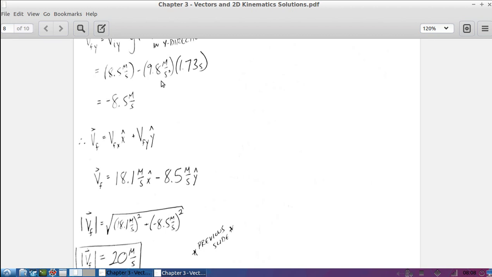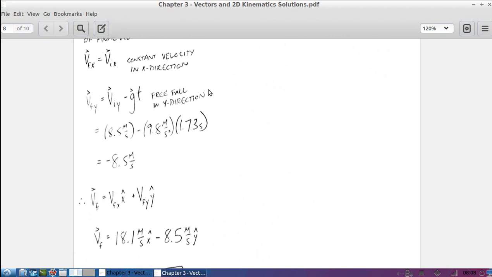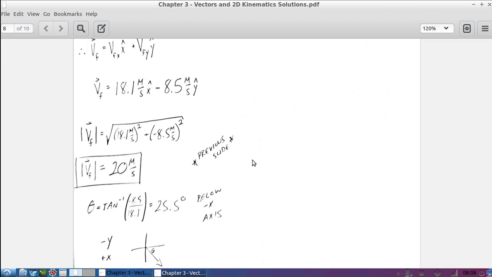Pretty sure it's 17. Double check that for me. But I'll get a negative velocity of 8.5 meters per second. So this kinematics equation just verifies to me that it's symmetric free fall, right? This time later, it's going to have a velocity of the same magnitude, different direction.